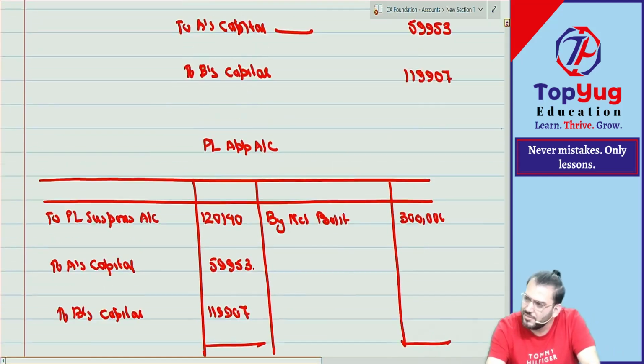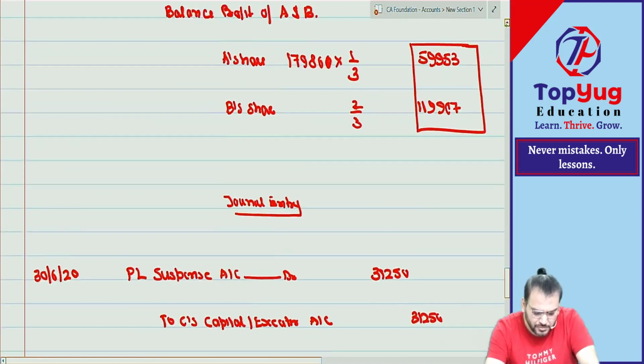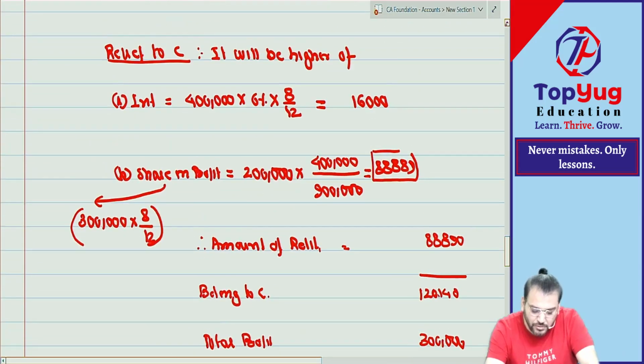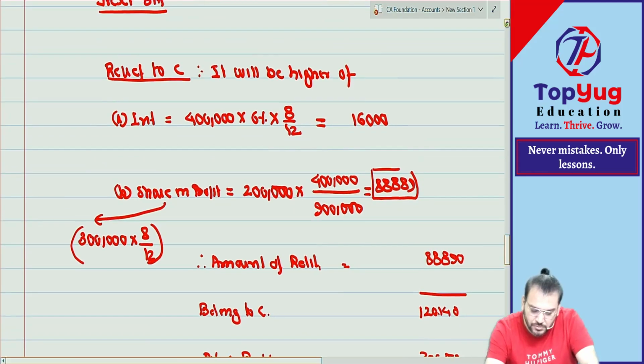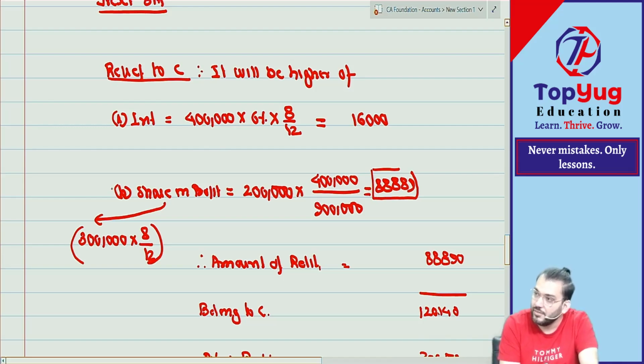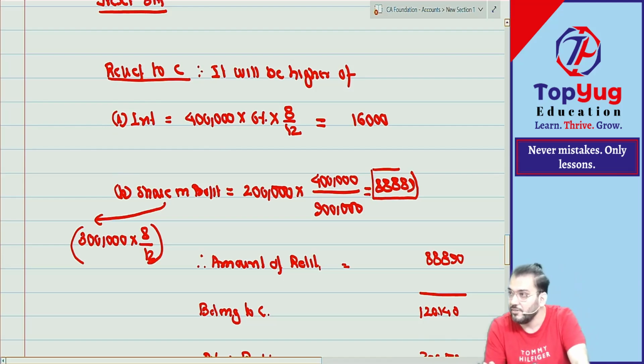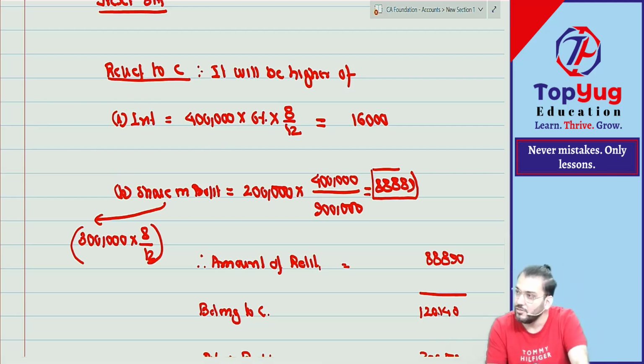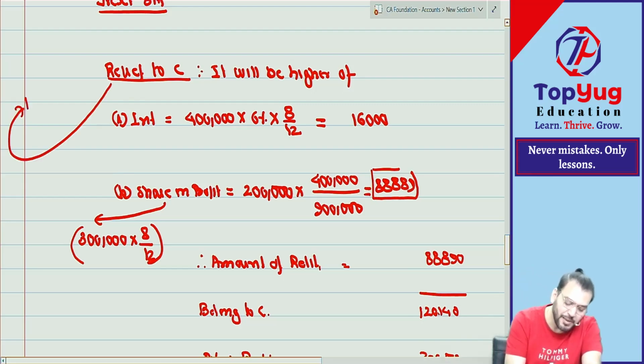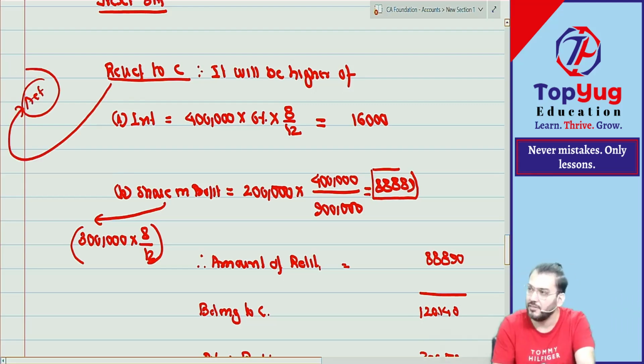What was the doubt? Why have we calculated interest on 4 lakh? Why this relief? Why are we giving relief? A and B, you understood? Relief means go to the Partnership Act and ask. This is as per the Act.